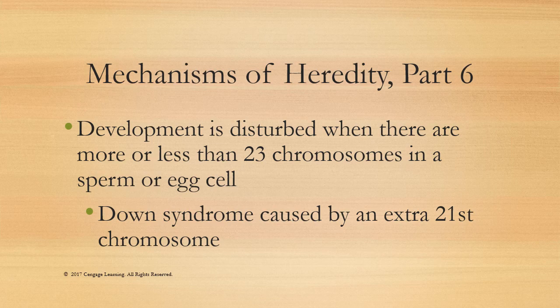So now we're going to look at the mechanism of heredity when you have one or an extra chromosome in your sperm or egg cell. Development is disturbed when there are more or less than 23 chromosomes in a sperm or egg cell. And Down syndrome is a great example of that. It's caused by an extra 21st chromosome. People with Down syndrome have different characteristics. And you remember the genotypes that we saw earlier. So something on that 21st has an extra chromosome.